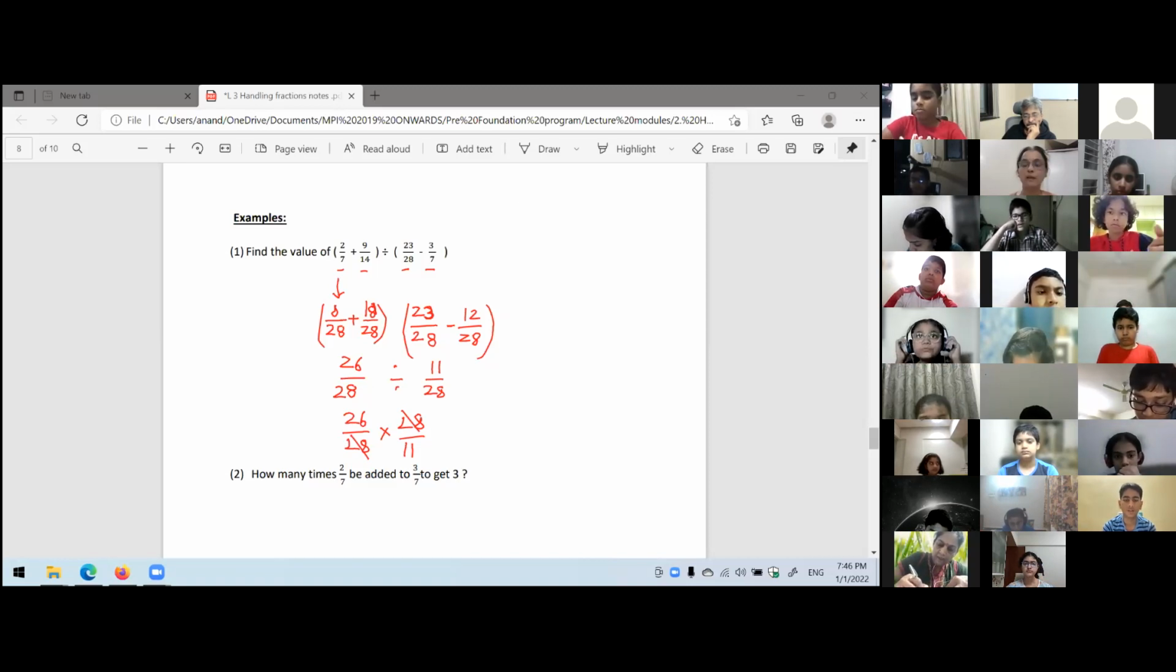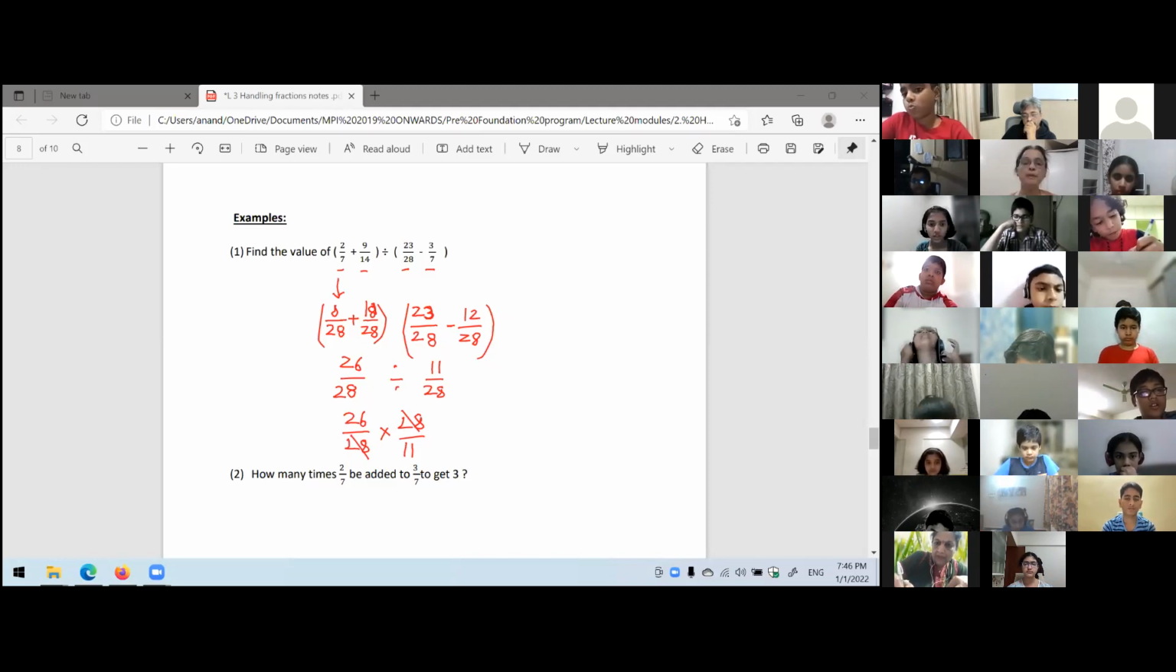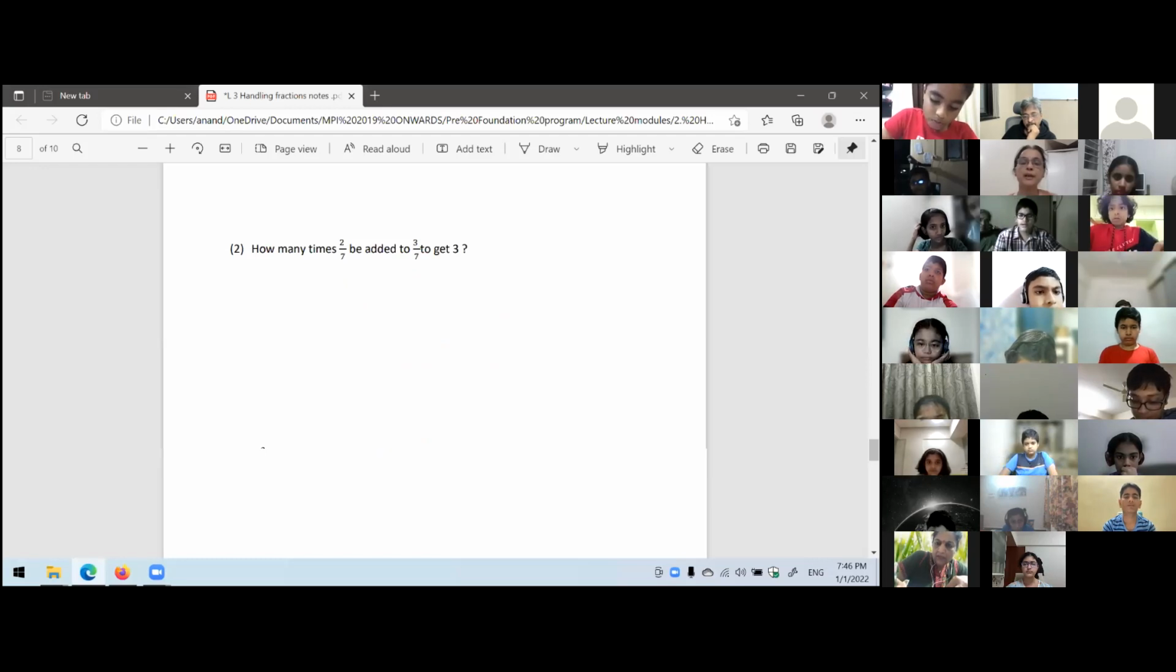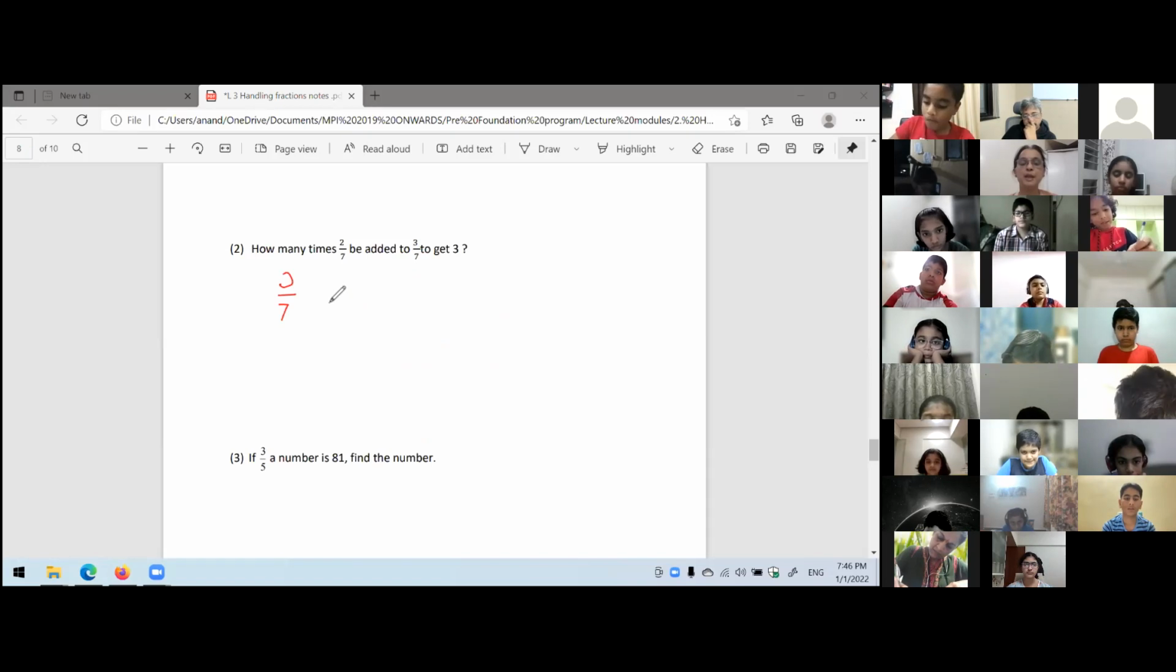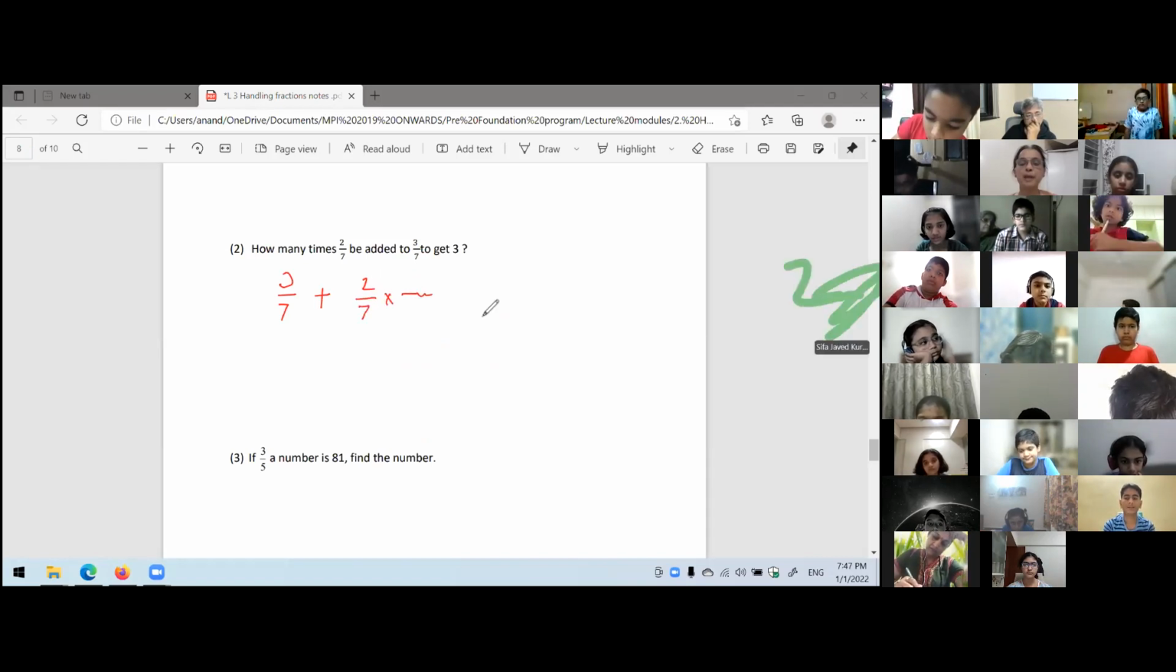Then the second question. Look at this question very carefully. How many times should 2 upon 7 be added to 3 upon 7 to get 3? So what is given to me? 3 upon 7 is given to me. And I want to add 2 upon 7 some number of times. How many times, I have to find. And I want the answer 3.